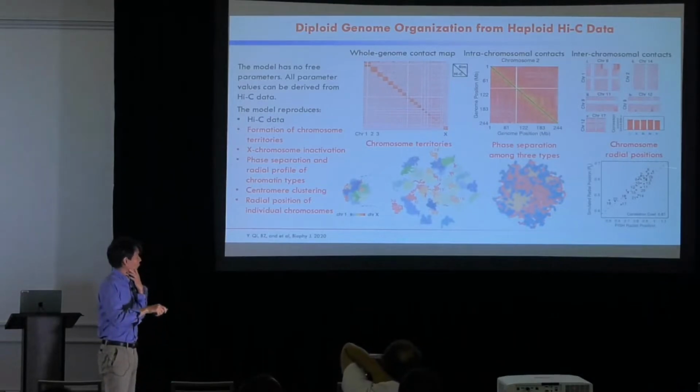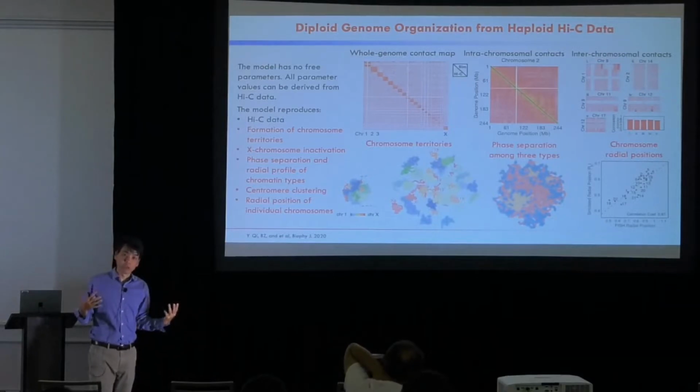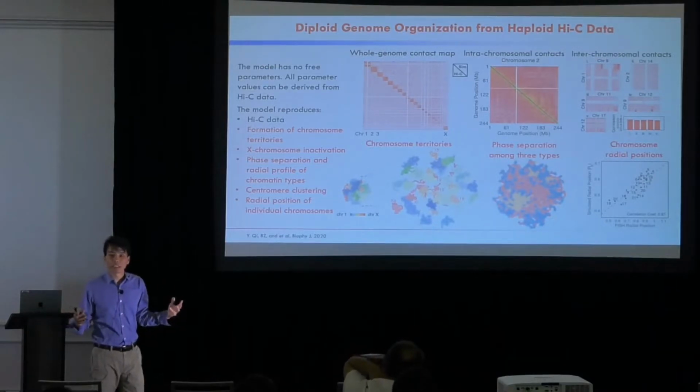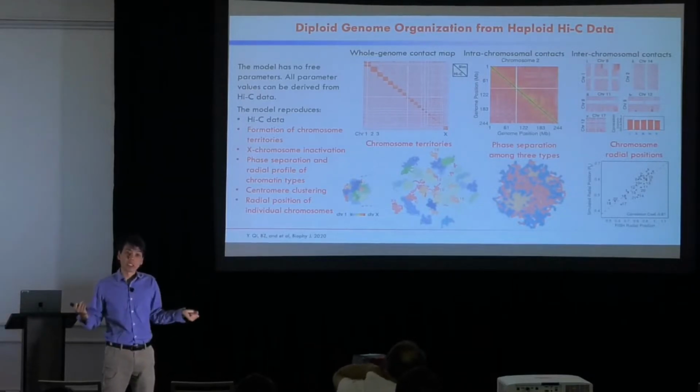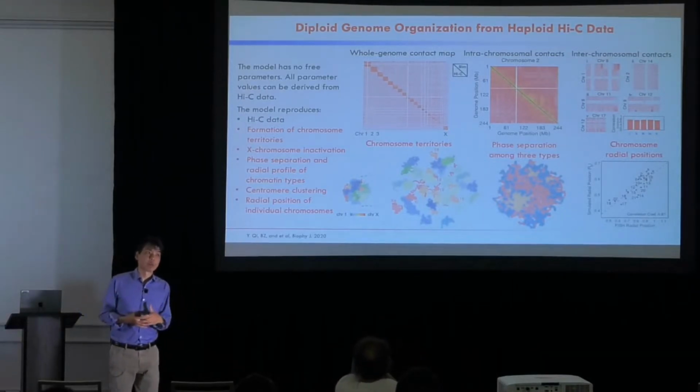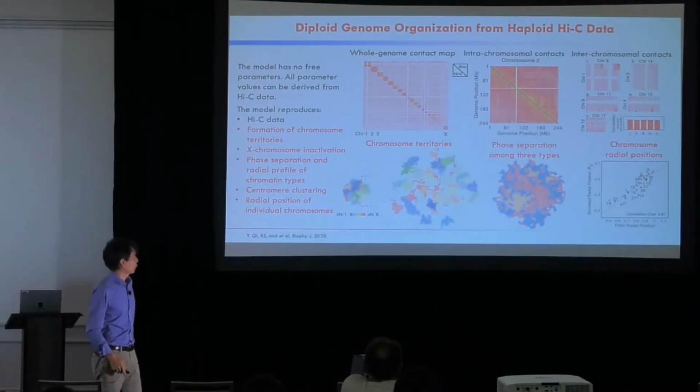Again, I want to emphasize that none of those imaging results were actually provided for model training, right? The model was purely based on Hi-C data. So the fact that we were able to recover all those results, I would say, provides confidence in both the modeling strategy and our simulated structures.